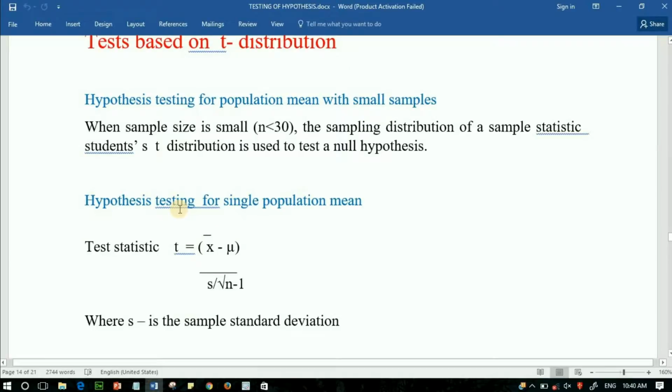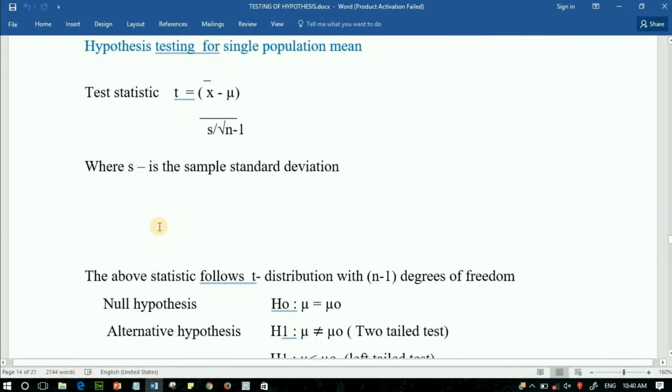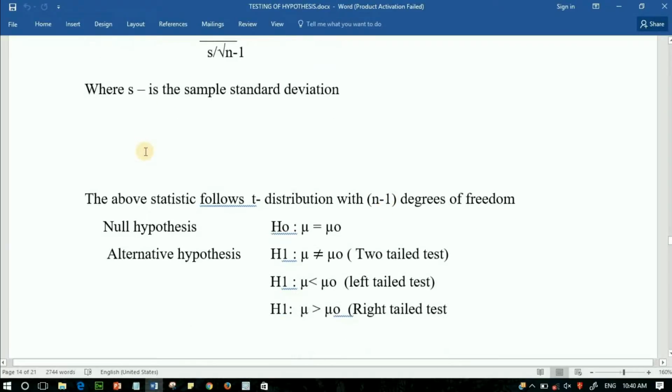First of all, hypothesis testing for a single population mean. The test statistic is t is equal to x bar minus mu all divided by s by square root of n minus 1, where s is the sample standard deviation. The above statistic follows the t distribution with n minus 1 degrees of freedom. This is very important: for table values, you have to take n minus 1 degrees of freedom. Here also we take the significance level, 5% or 1% or 2%, depending on convenience. What is the null hypothesis? That there is no difference, H naught such that mu is equal to mu naught. The alternatives are three.